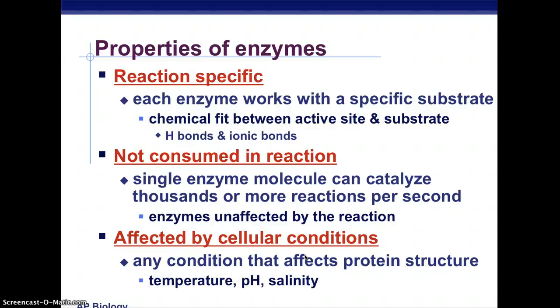Any condition that affects protein structure, things like temperature, pH, salinity. This is why it's a big problem if you get a high fever. So if you get sick and you get a high fever, so looking at like 103, 104, 105, the problem with having such a high fever is it causes the enzymes of your body to start to do something called denature, lose their shape, and therefore the enzymes start to lose their function. And if you lose the function of the enzymes in your body, that can lead to severe health problems and even eventually death.